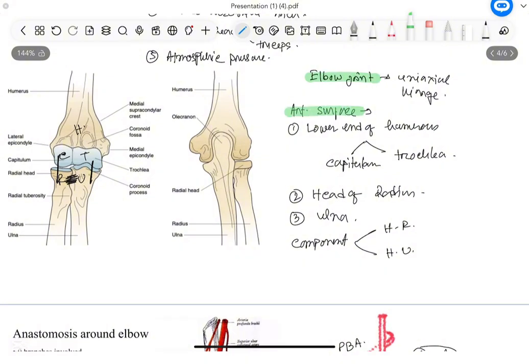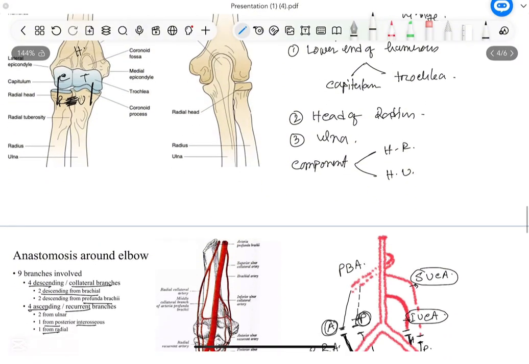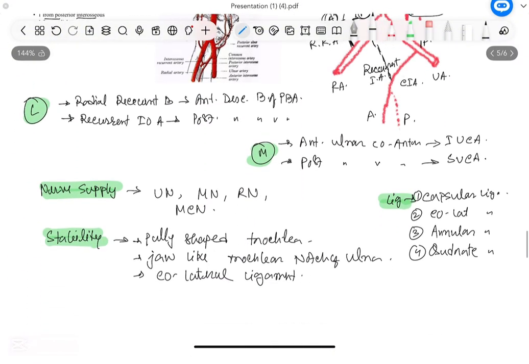Then the elbow joint's type and the articular surfaces. Now if anyone asks you what movements take place in the elbow joint, of course we can say there will be flexion and extension.